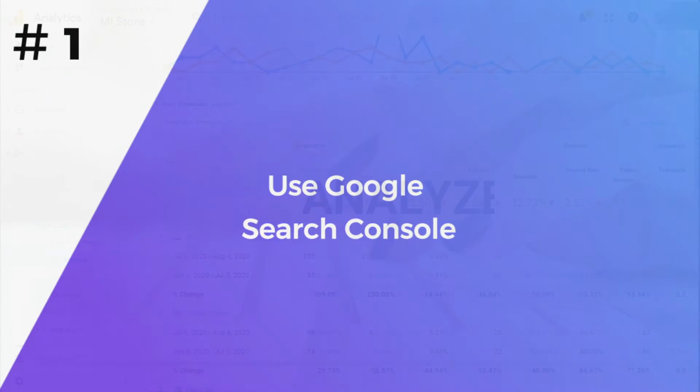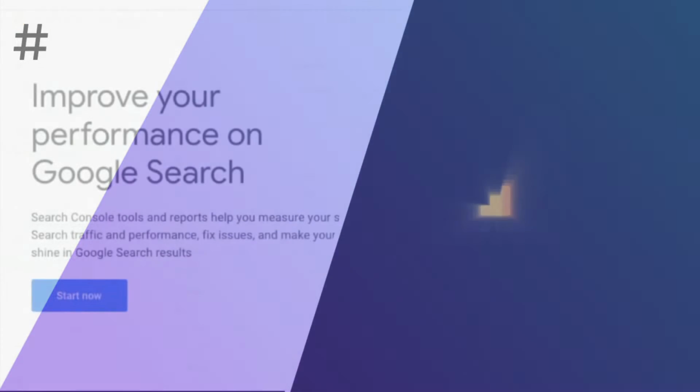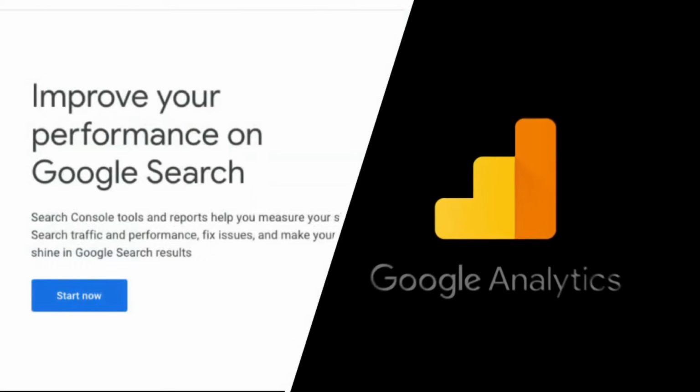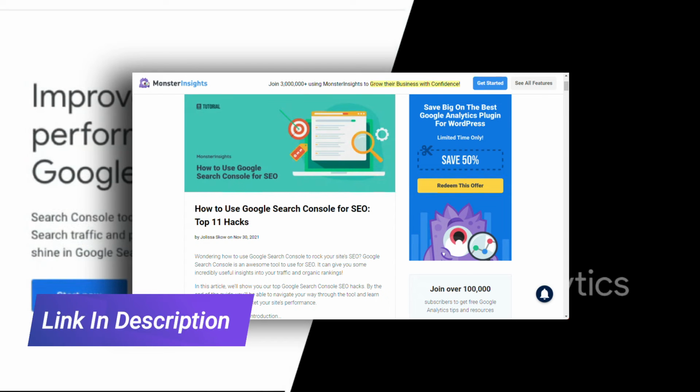The first method is by using Google Search Console and connecting it to your Google Analytics account. Now, it's the simplest and most reliable way to view your site's performance and see the keywords that are not provided or not set. If you're not using Search Console, check out the link in the description to our handy guide on how to set it up.